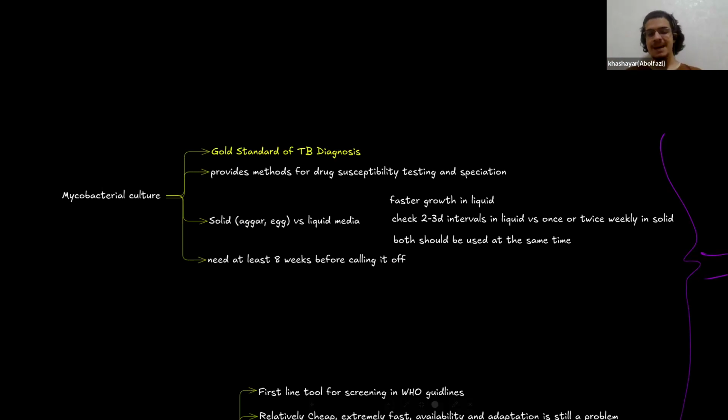It comes back faster in liquid media. We should check it at a 2 to 3 day interval in liquid versus twice weekly in solid. But both should be used at the same time because some species and subspecies grow differently in different media. So just keep that in mind. Both should usually be used at the same time.